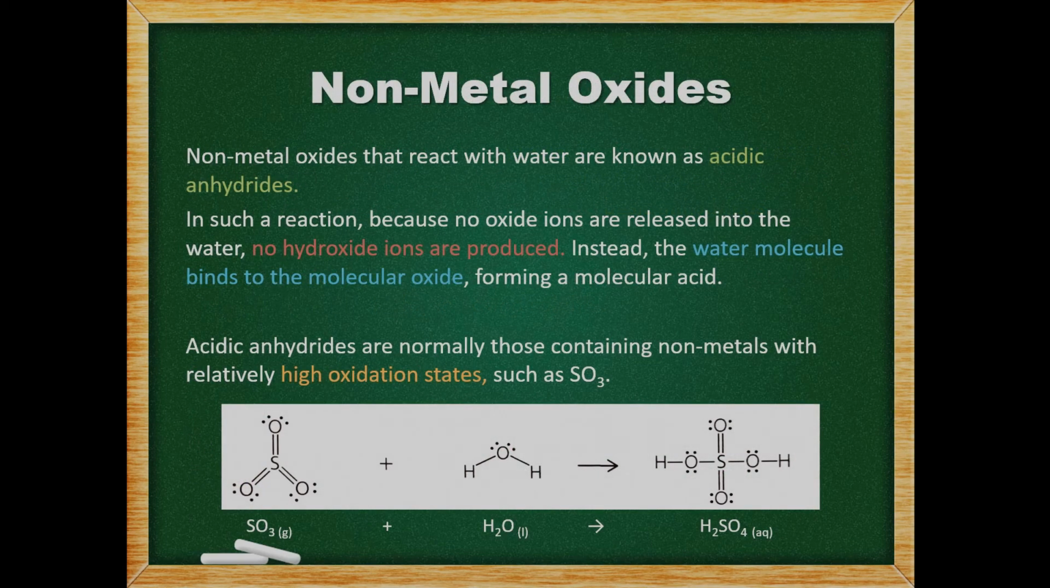Nonmetal oxides that react with water are known as acidic anhydrides. In such a reaction, because no oxide ions are released into the water, no hydroxide ions are produced. The water molecule binds to the molecular oxide, forming a molecular acid. Acidic anhydrides are normally those containing nonmetals with relatively high oxidation states. For example, sulfur trioxide reacts with water to form sulfuric acid.